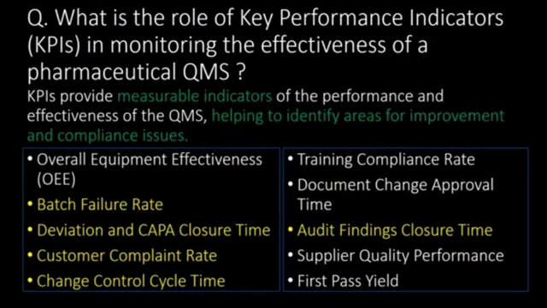What is the role of key performance indicators, that is KPIs, in monitoring the effectiveness of a pharmaceutical QMS? KPIs provide measurable indicators of the performance and effectiveness of the QMS, helping to identify areas for improvement and compliance issues. Few important KPIs are batch failure rate, deviation and CAPA closure time, customer complaint rate, change control cycle time, and audit findings closure time.